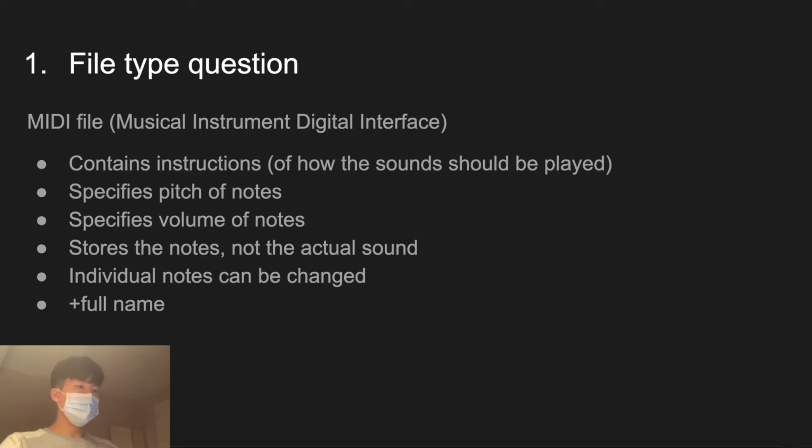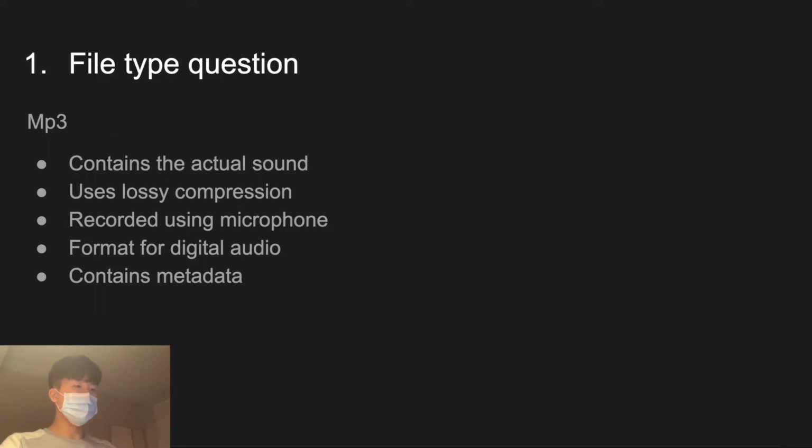Moving on to an MP3 file, you should memorize these points. It contains the actual sound. It uses a lossy compression. This compression method is called perceptual music shaping, but you really don't have to know about that. And it is recorded using a microphone.